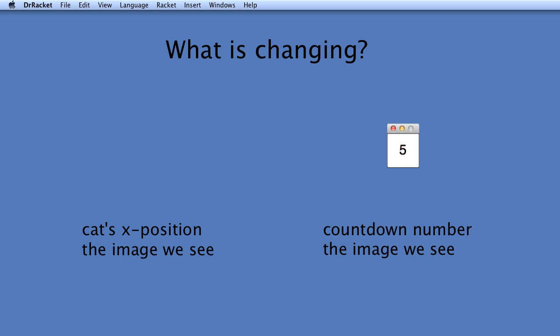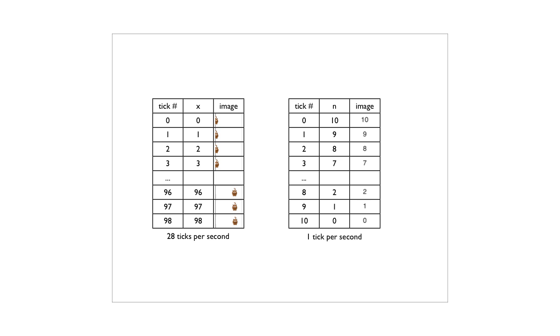Okay, let's try looking at it another way. In this image, I have two tables. The left table corresponds to the cat program, and the right one to the countdown program. What's going on here is I'm saying in the left table that I have a clock that ticks 28 times per second. And so in the left column of the table, we see tick 0, tick 1, tick 2, tick 3, and so on. In the center column of the table, we see that the x-coordinate of the cat increases by 1 each time. So first it's 0, then it's 1, then it's 2, then it's 3, and so on. And in the right column of the table, we see that as the x position increases, the cat moves bit by bit across. This is always the image that's going to be displayed.